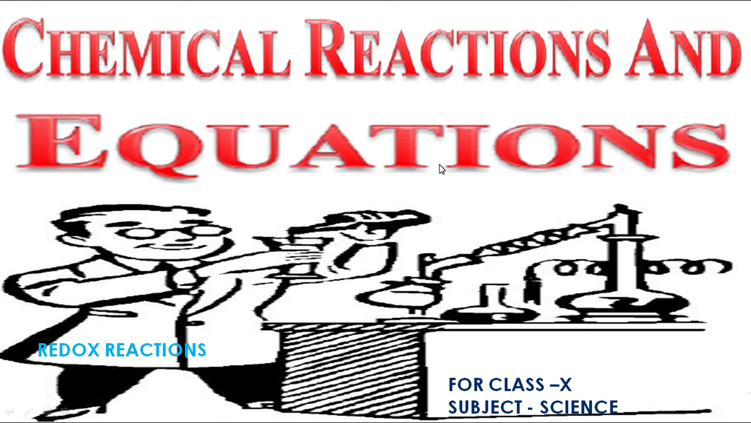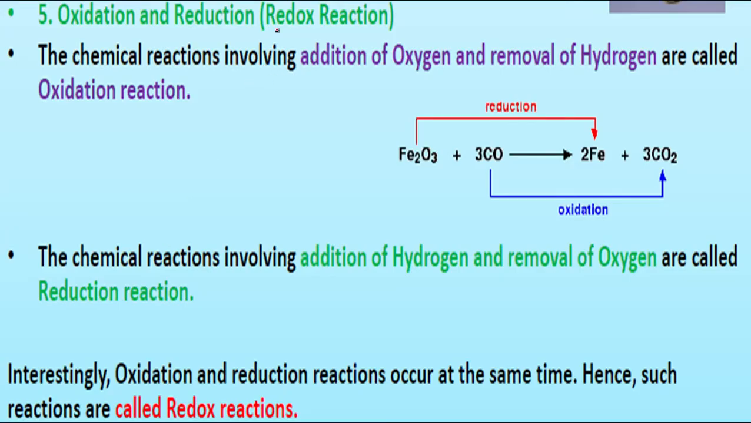Good morning, students. Today we will be discussing the next type of chemical reaction, which is called redox reaction. Here in the redox reaction, two important processes are involved: reduction and oxidation. Let us understand properly. What is redox reaction? Redox reaction is a reaction where the oxidation process and reduction process are both involved simultaneously, meaning both are taking place at the same time. Those reactions are called redox reactions.